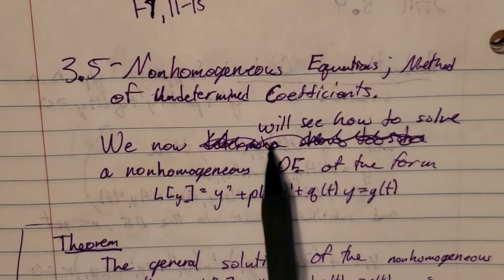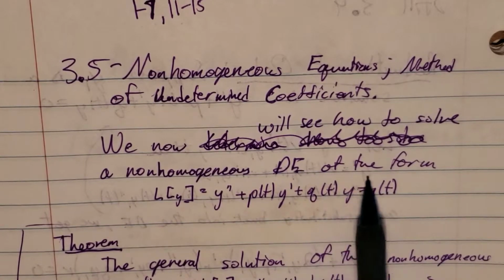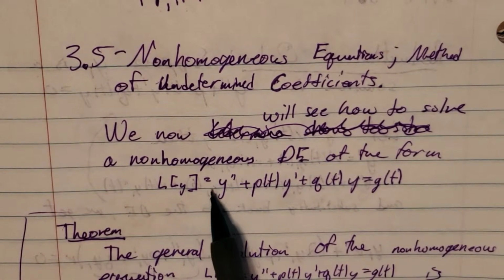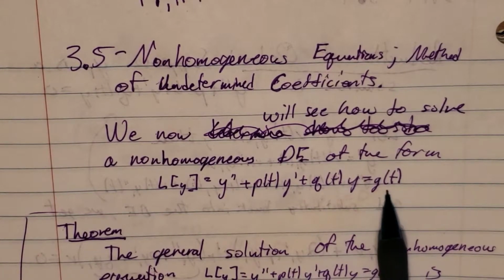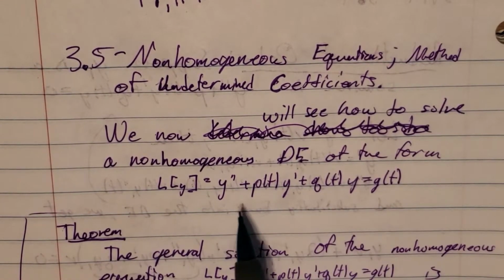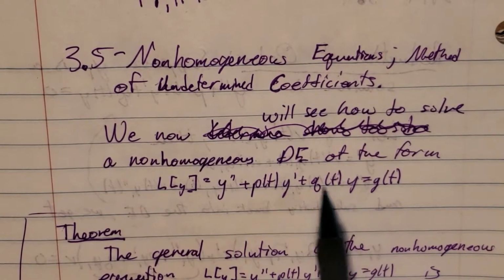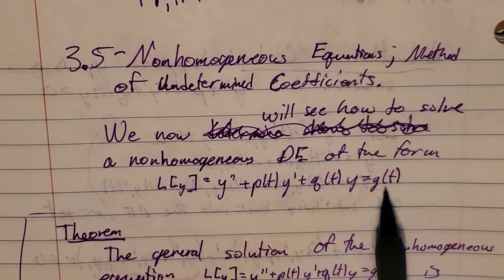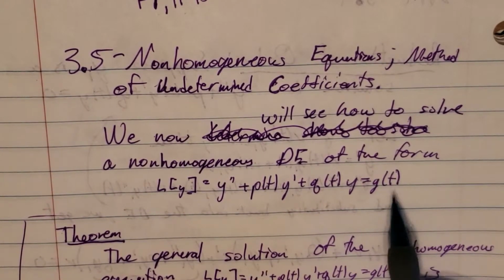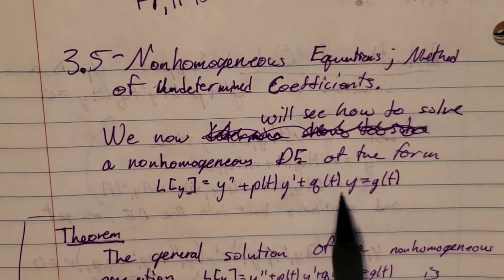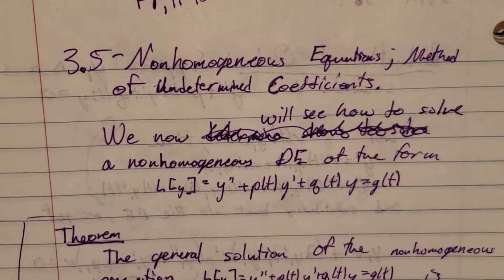Well, we will see how to solve a non-homogeneous differential equation of the form L of y equal to y double prime plus p of t y prime plus q of t y equal to g of t. A reminder that we've solved the homogeneous differential equations of the form this equal to 0, but now we're going to put a function here in place of 0 at the end, and that is what we call a non-homogeneous differential equation. So we want to see how to solve that.